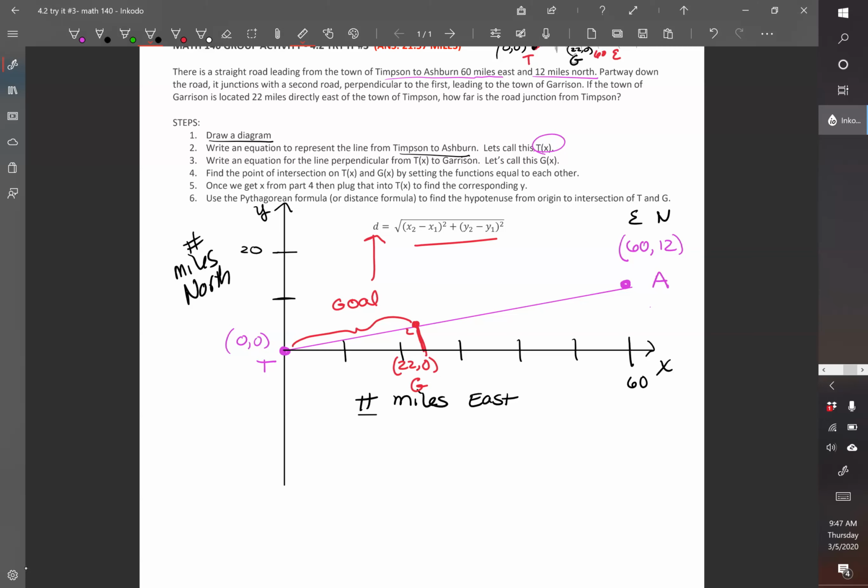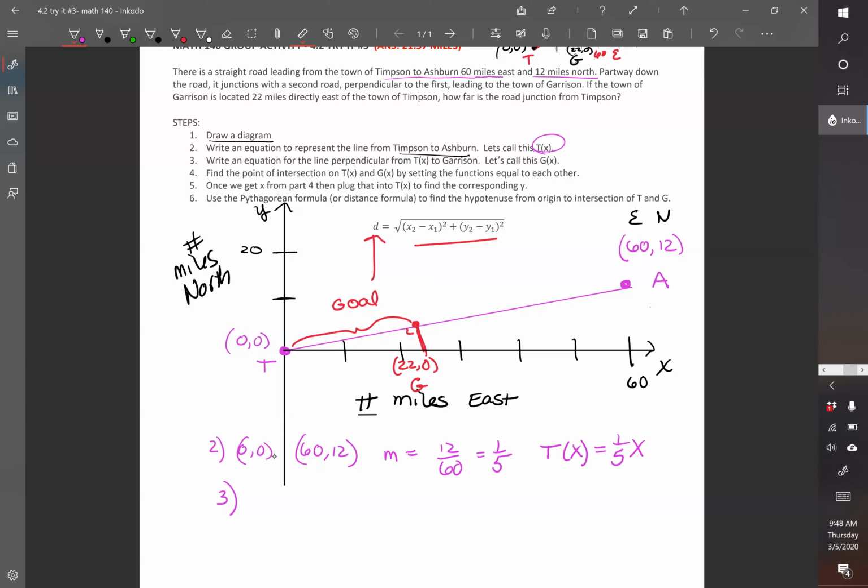So I'm going to have you pause the video and try to make that equation of a line if you have not done that yet. For step 2, we're going to use the points (0, 0) and (60, 12), and we're going to get the slope. So we're just going to subtract those two, and we would get 12 over 60 equals 1/5. So our equation for that line, Timpson to Ashburn, T of X, is going to be 1/5 X. You can call it whatever you want. We just want to be consistent.